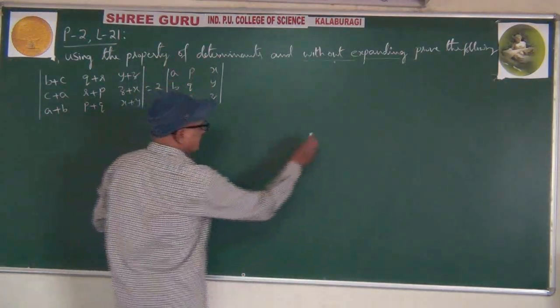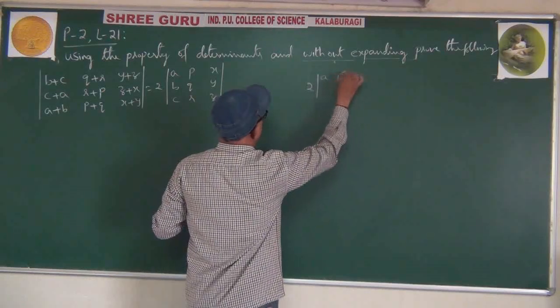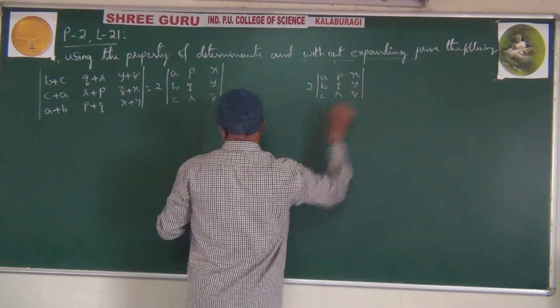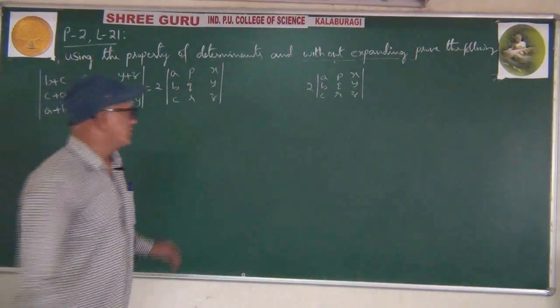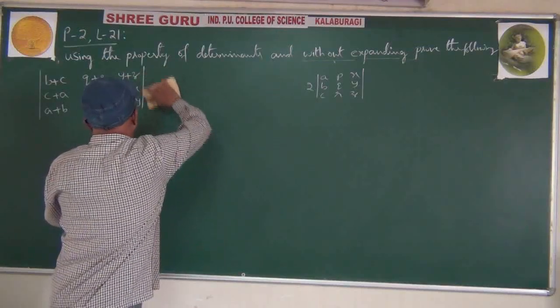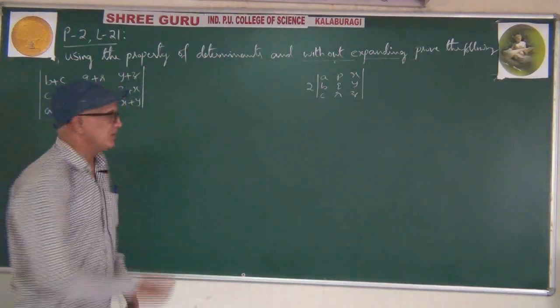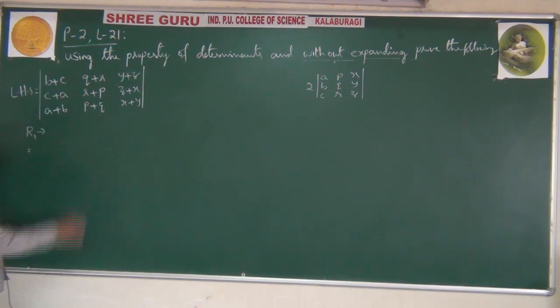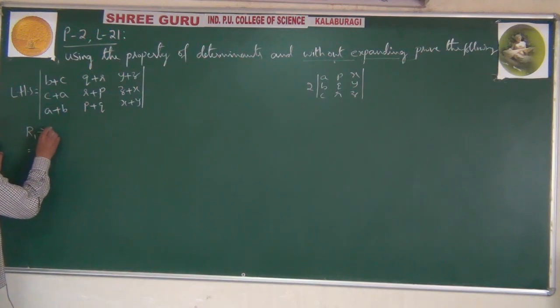I am going to write this in rough: A B X, B Q Y, C R Z. Let us write the LHS. This is our LHS. Here I am changing R1, like R1 minus R.